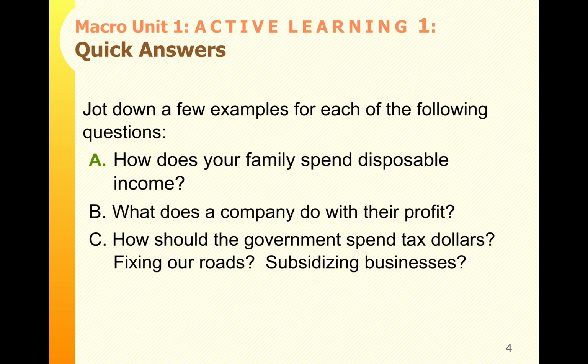I just want you to jot down a few examples for each of the following questions. A, how does your family spend disposable income? Disposable income is money your family has after they've paid their major bills. B, what does a company do with their profit? Profit is money that a company has after they've paid off their costs.